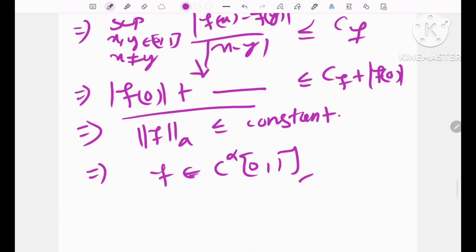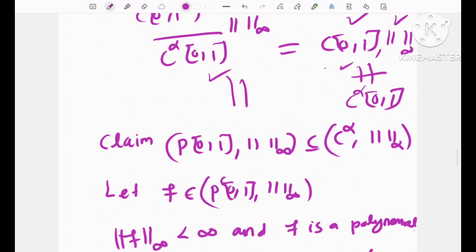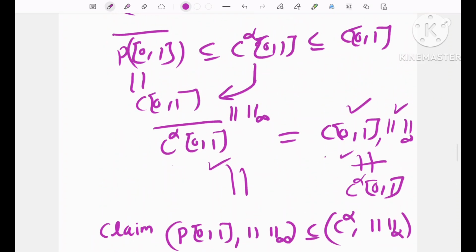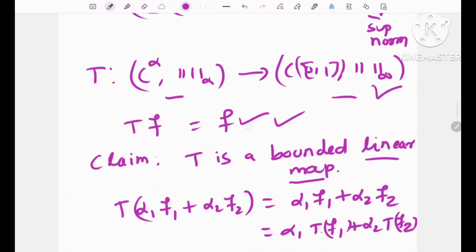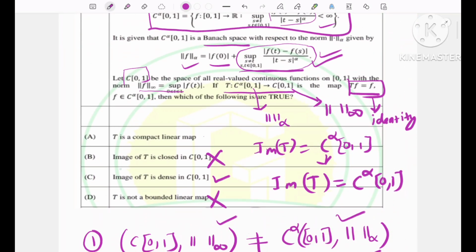We have proved that f lies in this Holder continuous function space, so it contains all the polynomial functions, and we know that polynomial functions are dense in the C[0,1] space, so this C alpha space is also dense in the C[0,1] space. Therefore we have verified options B and C. Now we will verify whether it is a compact linear map or not. Is the identity map compact or not?